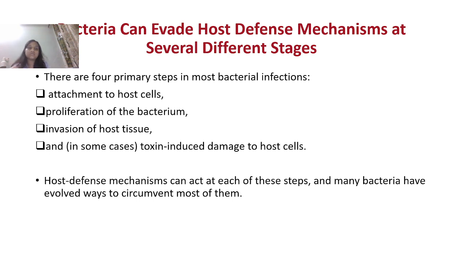Then they will invade the host tissue. Then there can be systemic invasion also. Not only the host tissue, but when there is a systemic invasion, it might lead to different kinds of diseases like septic shock or any kind of shock syndrome. And there can be toxin-induced damage to host cells. So at every step our immune system is also working, but at every step the bacteria also have different kinds of strategies to circumvent the strategies our immune system is trying to employ.